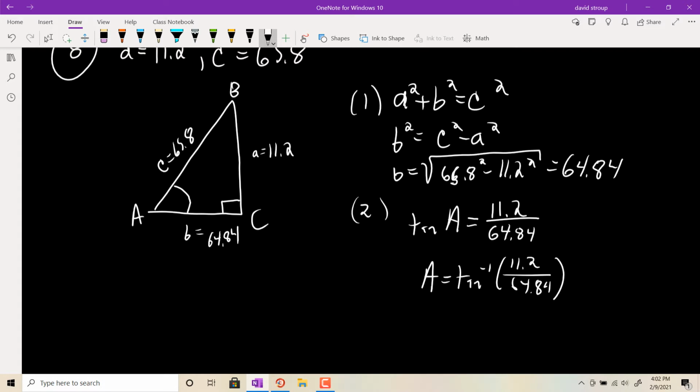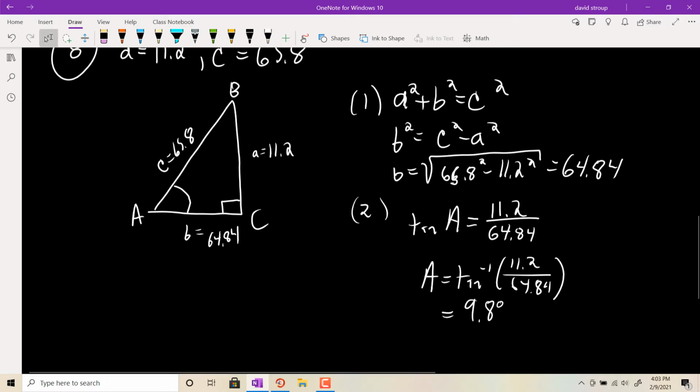Make sure you're in degrees. I'm going to make sure I'm in degrees. Okay, good. And we're doing tan inverse 11.2 divided by 64.84. And I'm getting 9.8 blah, blah, blah to 1 decimal place. I need 9.8 degrees. Let's make sure that's correct as far as rounding: lengths to 2 decimal places, angles to the nearest tenth.